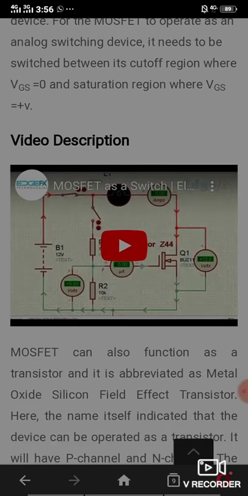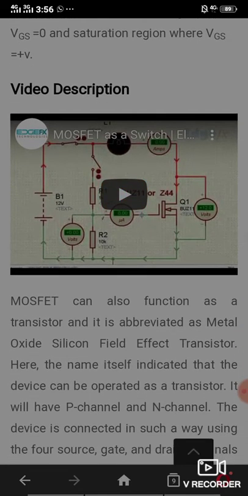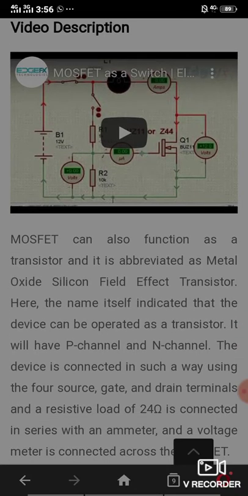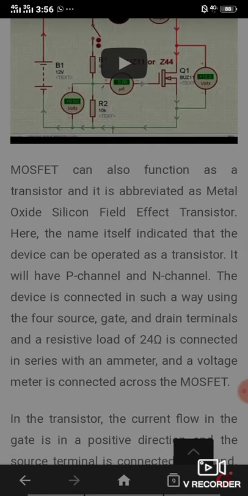So a MOSFET can also function as a transistor and is abbreviated as metal oxide silicon field effect transistor. Here the name itself indicates that the device can be operated as a transistor. It will have a P channel or N channel. The device is connected using the source, gate, and drain terminals, and a resistive load.